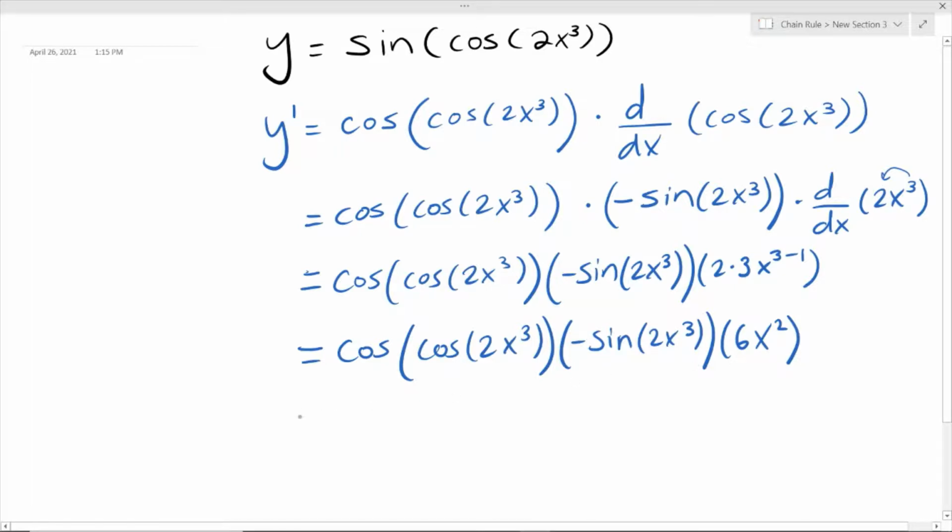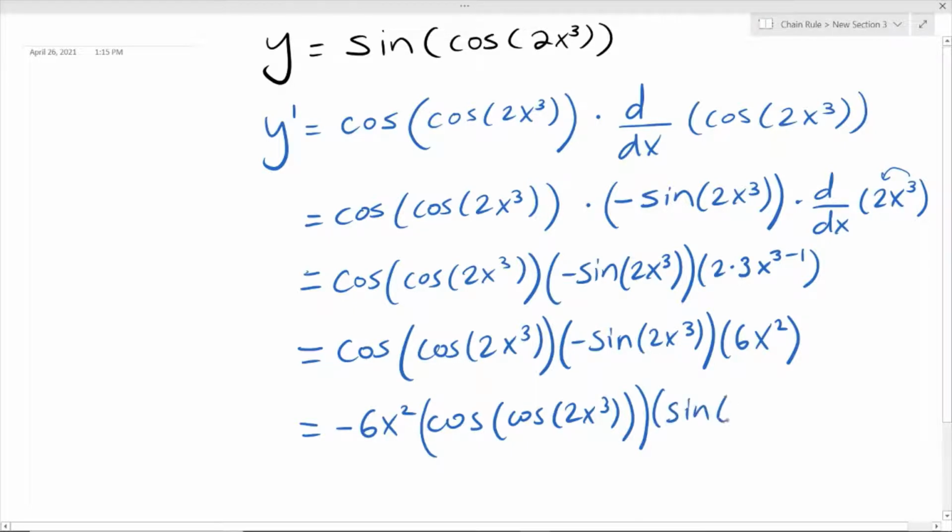So we basically got it, but we just need to simplify. So I'm just going to write the negative sign first, make it look more simpler. And the 6x squared first, so 6x squared times this cos of 2x cubed. Okay, this part. And then times this sine of 2x cubed, like that. So I basically got this part, the negative was put in front, 6x squared was put in front, and the cos, I have this whole thing, I placed it right here.